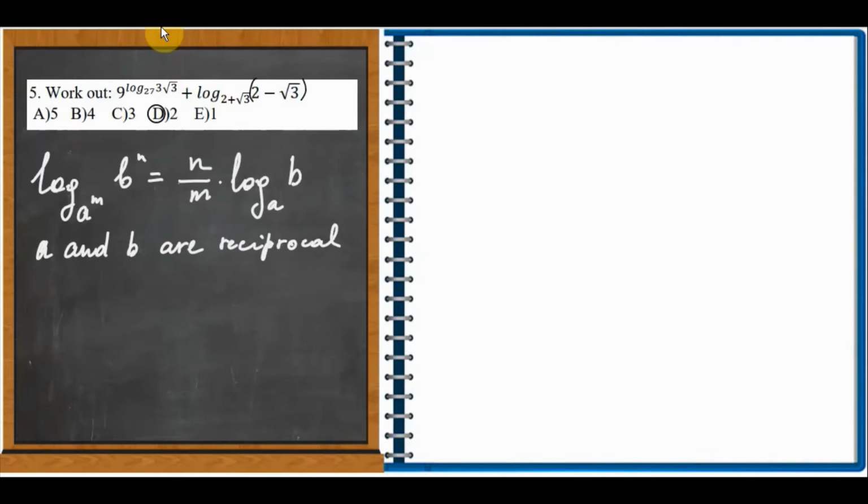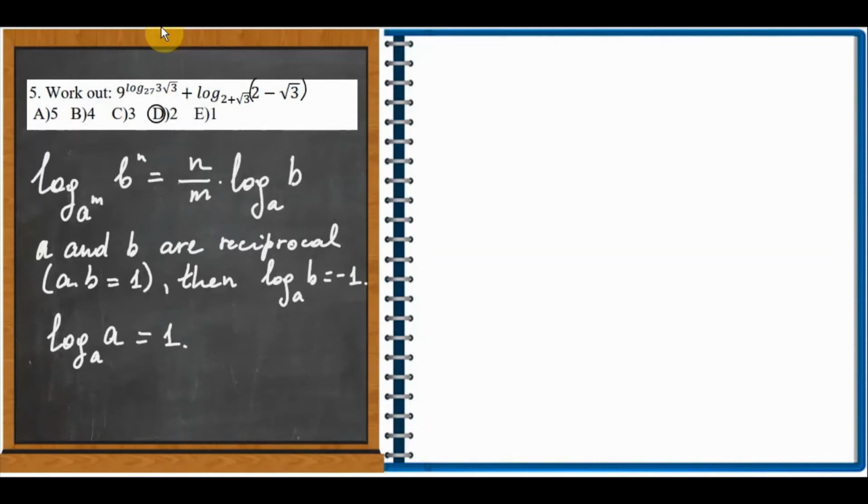that is to say that a multiplied by b is equal to 1, then logarithm base a of b is equal to -1. And one more formula that we will need is to know logarithm base a of a is just equal to 1. Now let's look at the question and try to simplify.